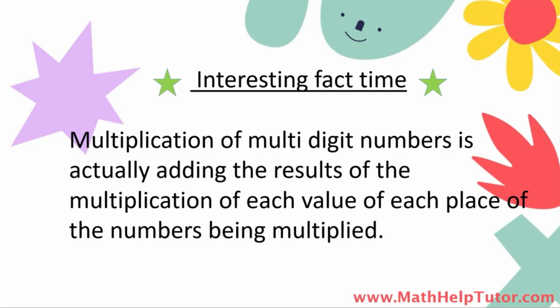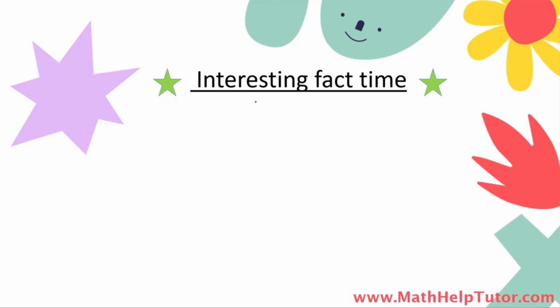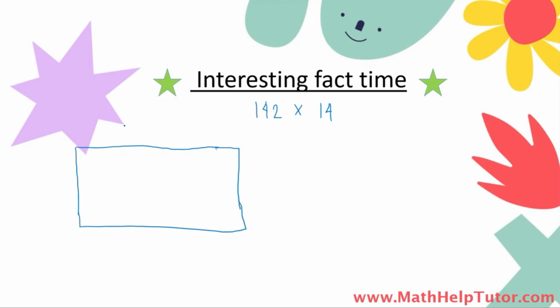Now it's time for interesting fact time. Have you observed in our example that multiplication of multi-digit numbers is actually just adding the results of the multiplication of each value of each place of the numbers being multiplied? Let me explain this further. So again, if we multiply 142 and 14 using the grid method, first, let's draw the rectangle. And our rectangle would have a length of 142, which when written in expanded form is 100 plus 40 plus 2. And it has a height of 14, which when written in its expanded form is 10 plus 4.